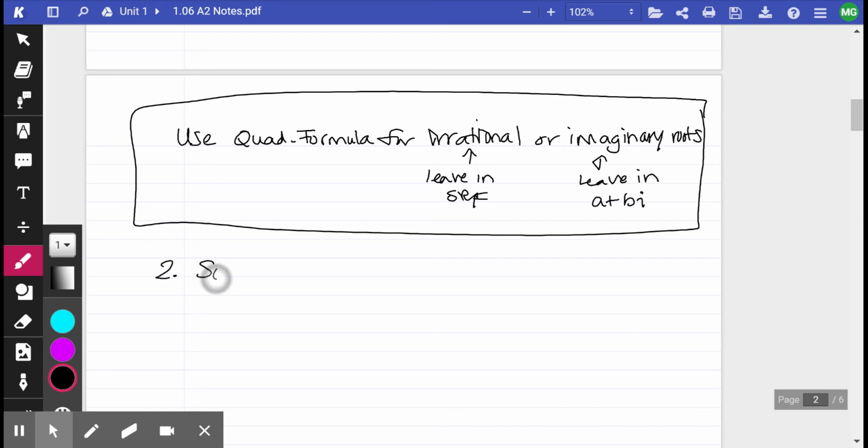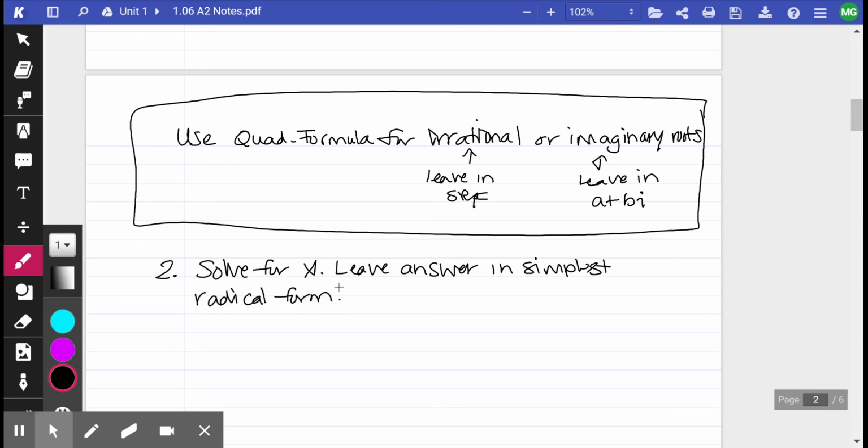So number 2, solve for x, leave your answer in simplest radical form. So this right here, simplest radical form, is a big, big hint. It tells us that we have irrational roots. If they want them in simplest radical form, it tells us we're going to need to use the quadratic formula. But let's say we didn't pick up on that hint. I'll show you how you could continue going.